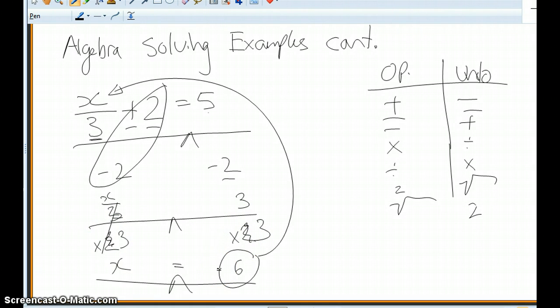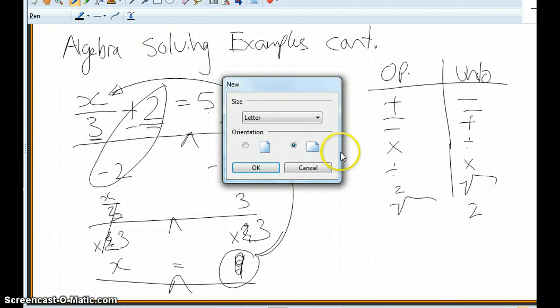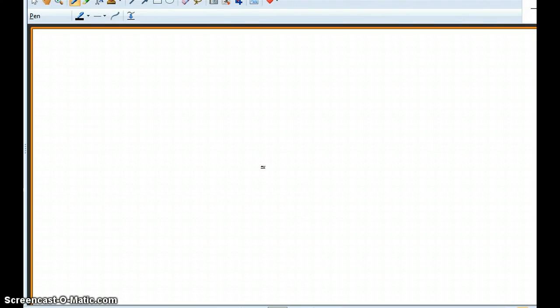Okay? So the 3's cancel. And 3 3s are 9. Now when I check my answer, put 9 into here. 9 divided by 3, 3 plus 2, 5. It makes sense. So had I not checked my answer, I would have gone to the next question and made a mistake, basically. Good lesson, eh? Check your answers.